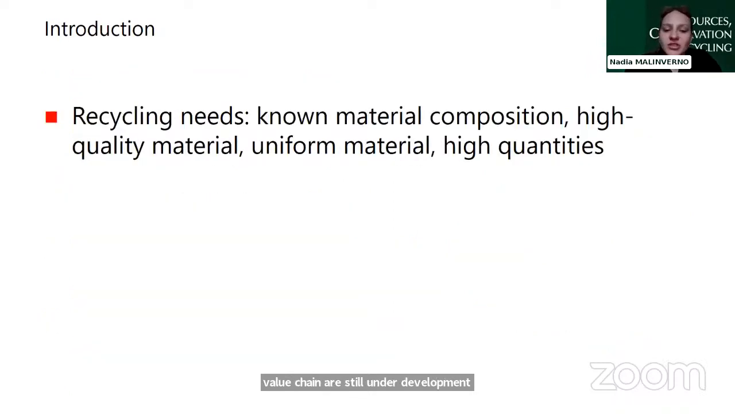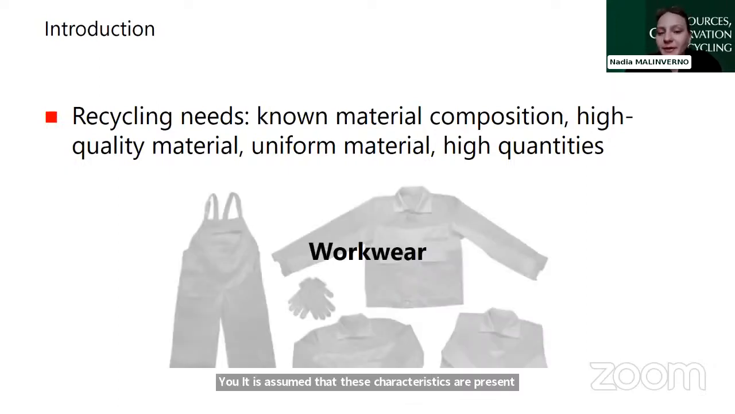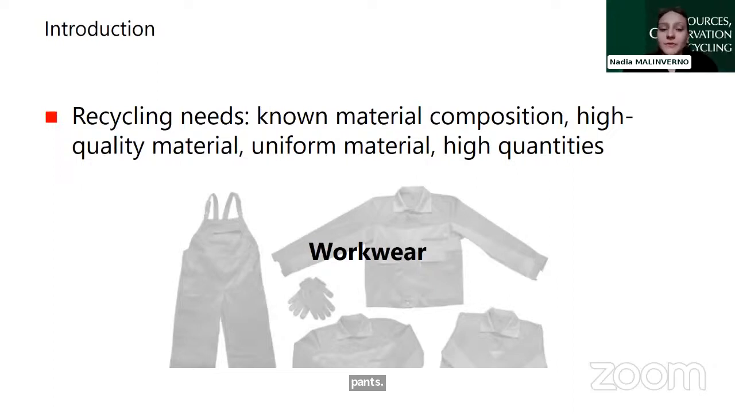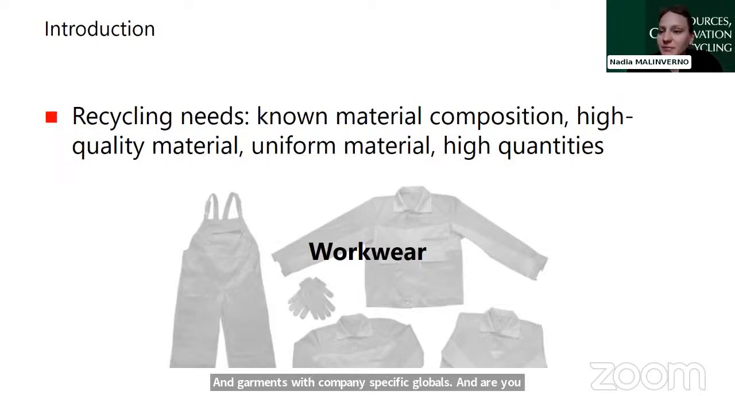So the recycling process is challenged by an inconsistent influx of high quality material and different material compositions. Moreover, the sorting process is complicated by overly diverse or colored fibers. Ecologically and economically sustainable recycling requires known material composition, high quality material, uniform materials, and high quantity. It is assumed that these characteristics are present in workwear. So the term workwear refers to a simple and robust textile, such as overalls, coats, jackets, pants, and garments with company-specific logos. In our study, we did not include highly specialized workwear, for example, fire protective clothing, as they must meet certain safety standards that are not easily adaptable.